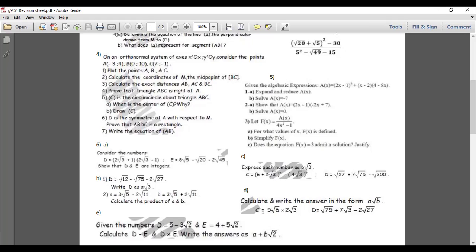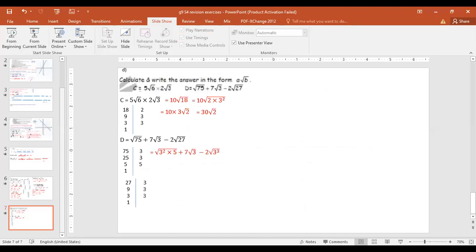Okay? So let me move back to exercise number 6. This is exercise number 6. Where's the cursor? Hello, where's the cursor?